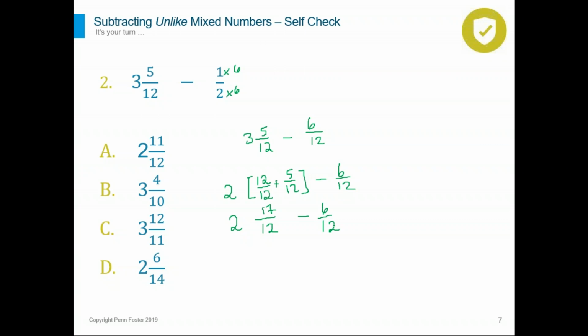Now let's try it again. 17 minus 6. Yes, we are able to do that. So it's 11 on the numerator, 12 in the denominator, 2 minus nothing, just the same 2. So your answer is A, 2 and 11 over 12. And everyone got that answer correct. Good job.